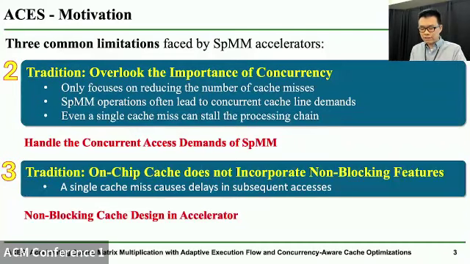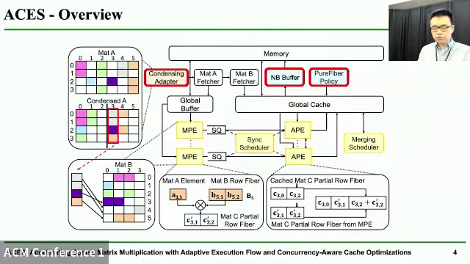Therefore, an efficient accelerator should be designed to handle the concurrent access demands of SPMM and ensure non-blocking cache operations to optimize the overall performance of the accelerator. To solve these challenges of traditional SPMM accelerators, we designed ASIS with 3 important components: the condensing adapter, the pure fiber cache replacement policy, and the NB buffer, to provide adaptive execution flow and global on-chip cache optimizations.